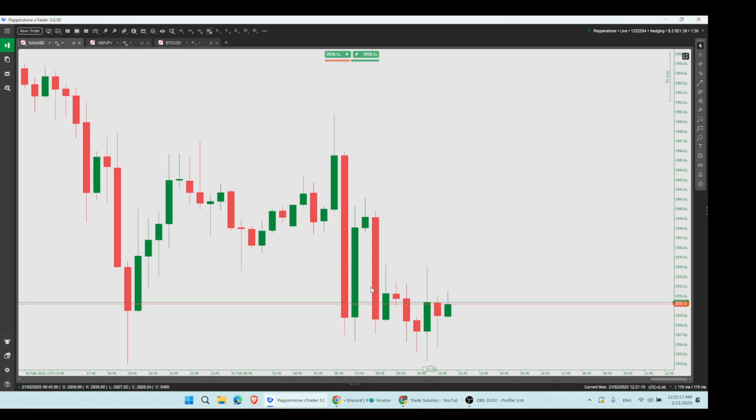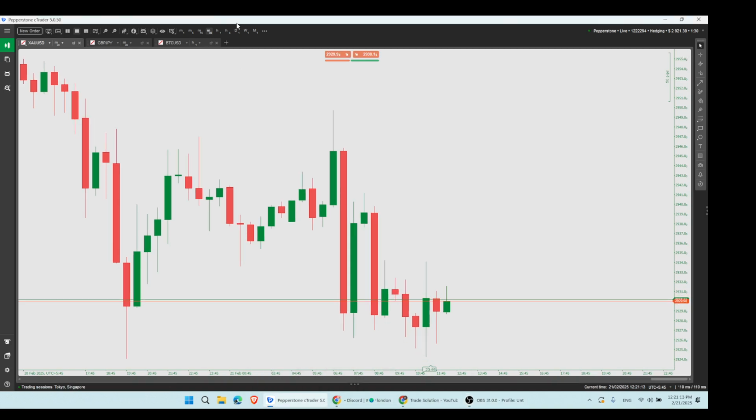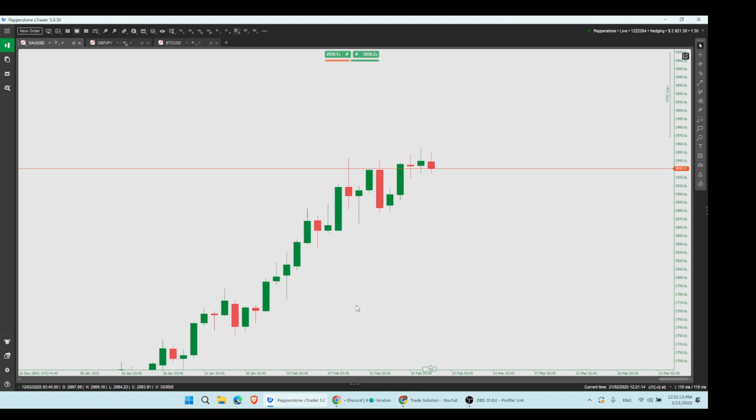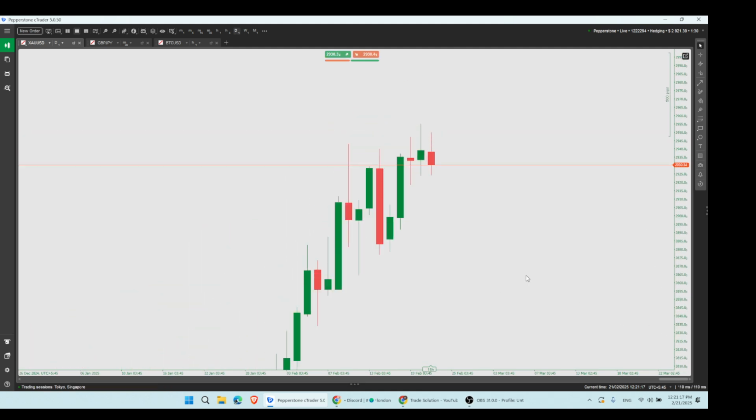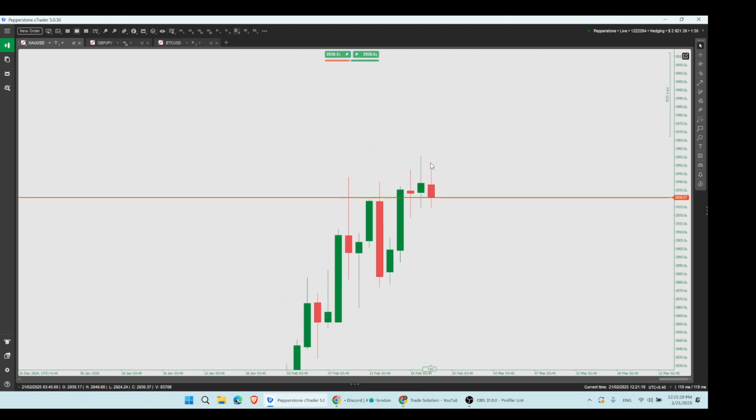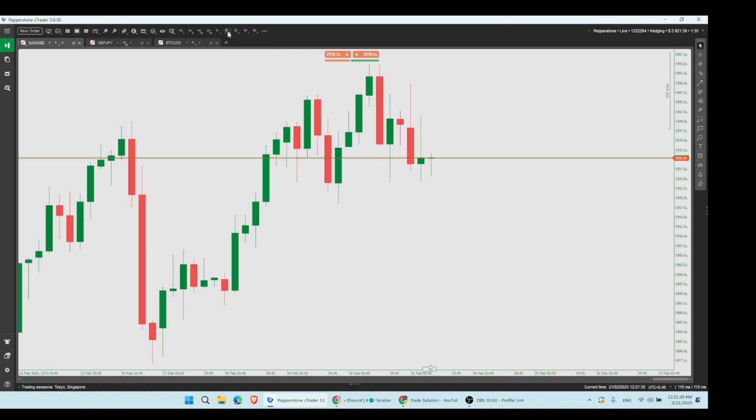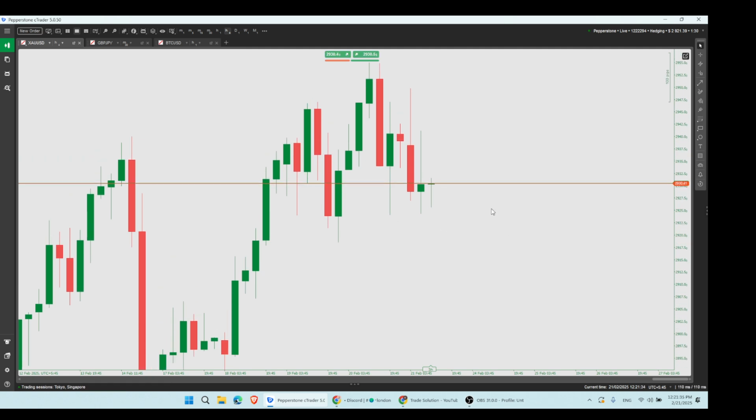Let's go through the breakdown analysis of gold. Looking at the daily time frame, gold just moved up, creating a wick respecting the previous high, and continued to push down. This does not tell us anything for confirmation. So let's move to the lower time frame, that is the 4 hour time frame.